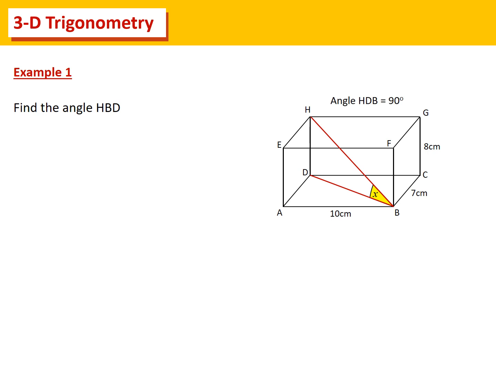Angle HDB is 90 degrees. It's a right angled triangle you can see there. So we mark in the 90 degrees. And if I redraw that triangle on the left hand side there, HD is 8 centimeters because that is the height of the cuboid. And we need to find DB.